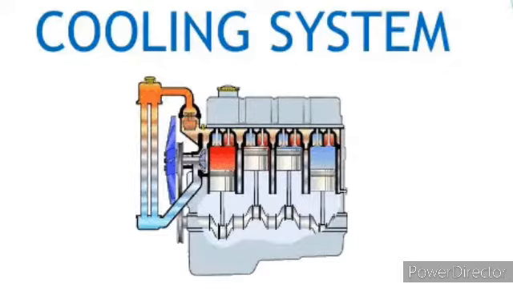First, the temperature of the burning gases in the engine cylinder reaches up to 1,500 to 2,000 degrees Celsius, which is above the melting point of the material of the cylinder body and head of the engine. Therefore, if the heat is not dissipated, it would result in the failure of cylinder material.